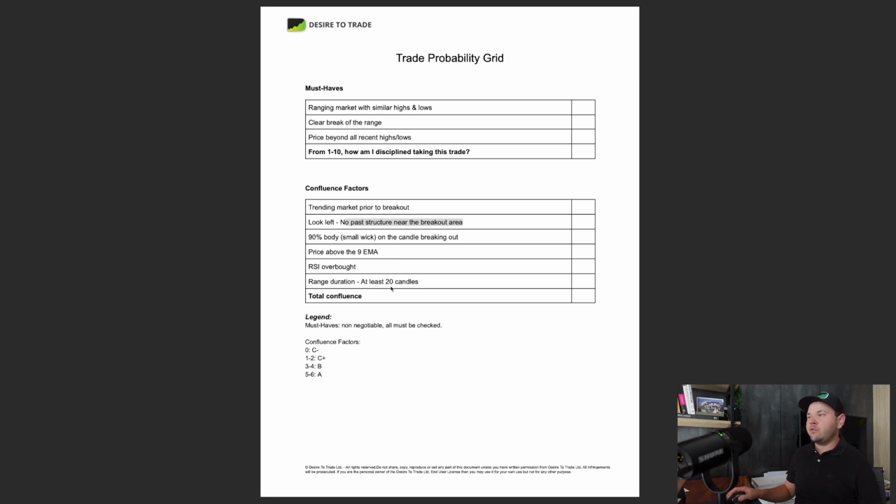Range duration should be at least 20 candles. We don't want these small ranges with no movement in between. We want to have a clear range, at least 20 candlesticks. Now you want to check how many of these the trade matches. Then you put a score here.